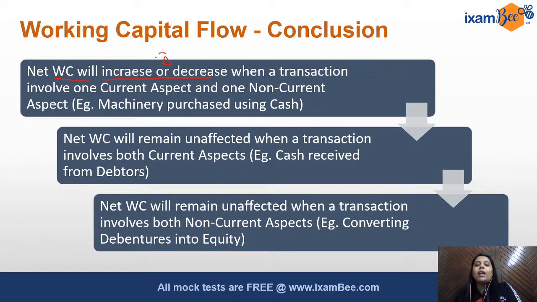That means net working capital will change when a transaction involves one current aspect and one non-current aspect. For example, machinery purchased using cash. Net working capital will remain unaffected when the transaction involves both current aspects or both non-current aspects. So with this, it becomes all the more easy: only if the transaction is involving one current and one non-current aspect, only then your working capital will change.